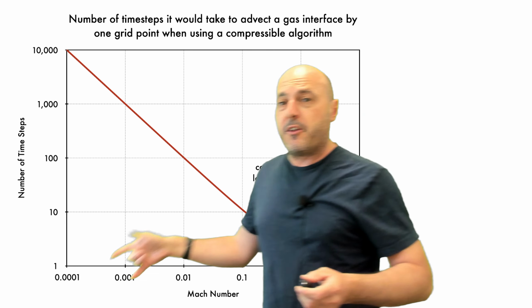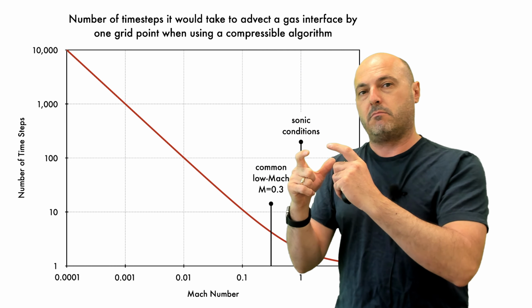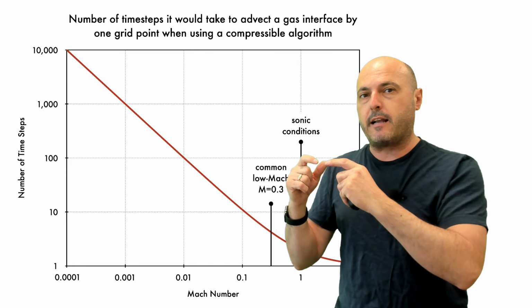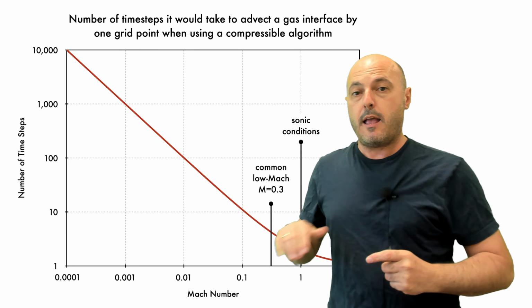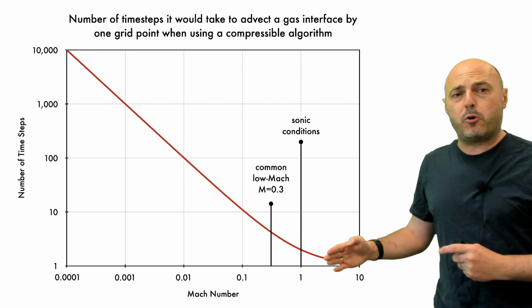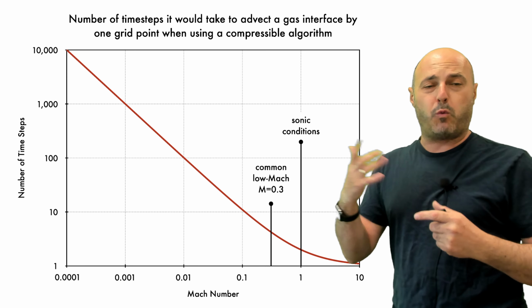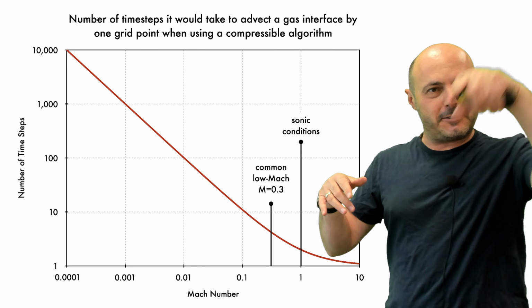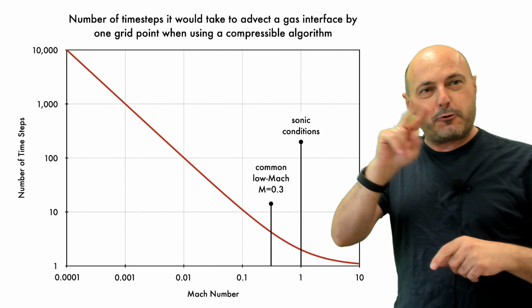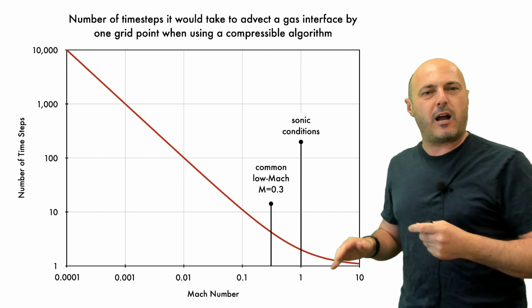So if I were to plot the number of time steps it would take to advect the fluid front, the advective front, the vortex, by a single grid point, as a function of the Mach number, I get this plot. At Mach number 1, I need 2 time steps to move a single grid point. Why? Because the fluid is moving at the speed of sound, so you get 2c in that delta t, or delta x over 2c. You need 2 time steps to move by a single grid point. Okay, great. But we're not interested in Mach 1.